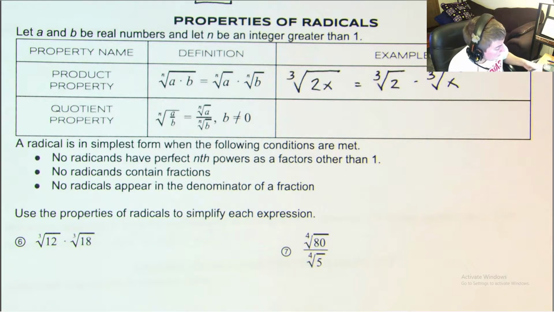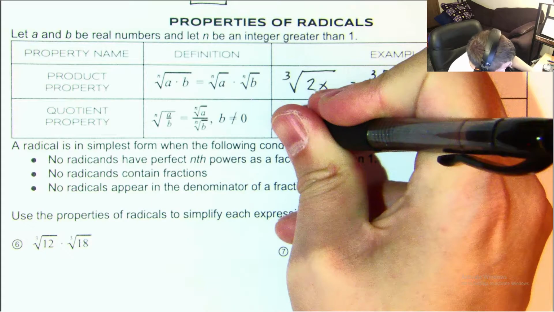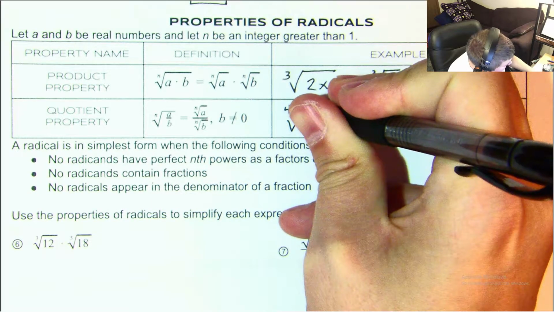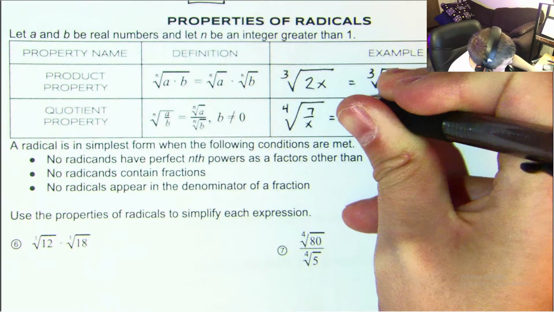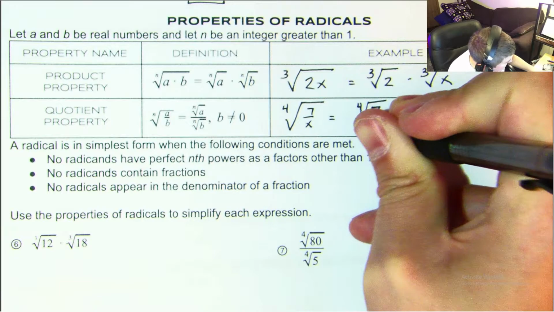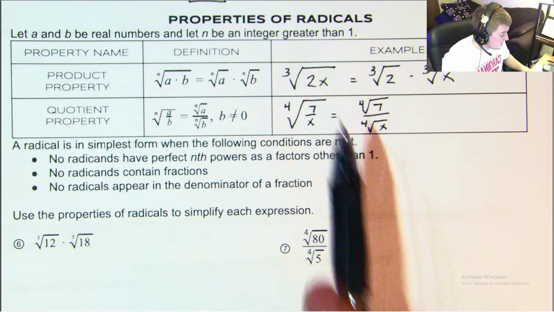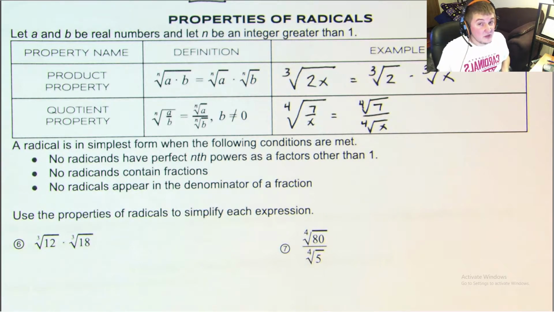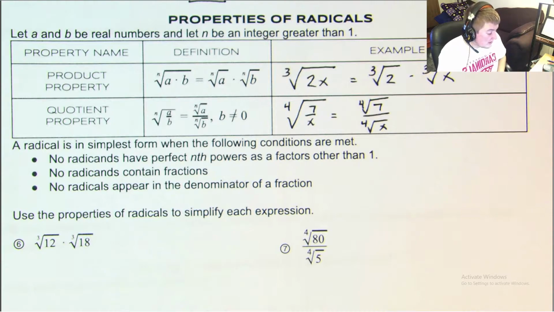Okay, so similarly, the quotient property is basically the same. So I could have, let's say, the fourth root of 7 over x. That is equivalent to the fourth root of 7 over the fourth root of x. And again, if they're together, I can split them up if that's convenient to me, or if they're split up, I can condense them down together, again, if that's convenient to me.